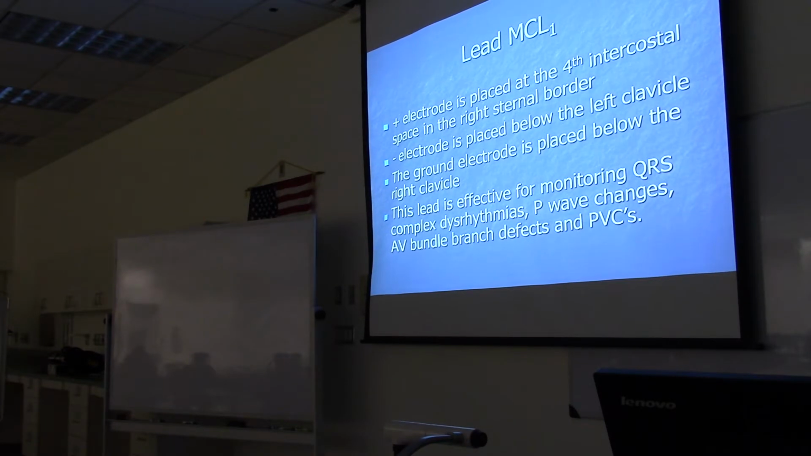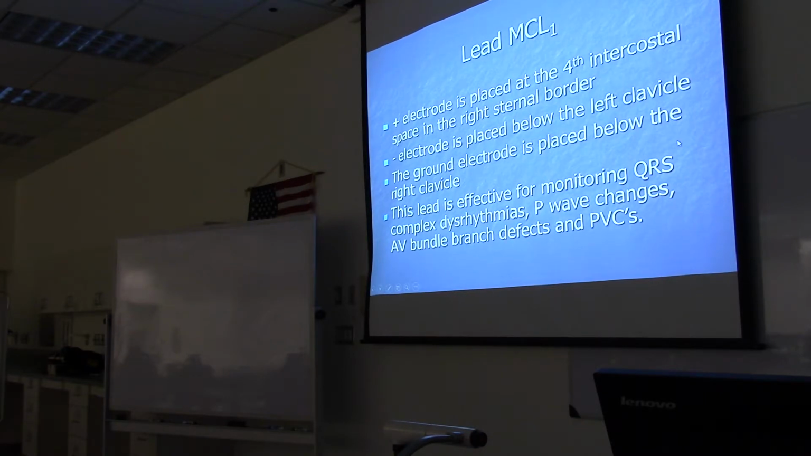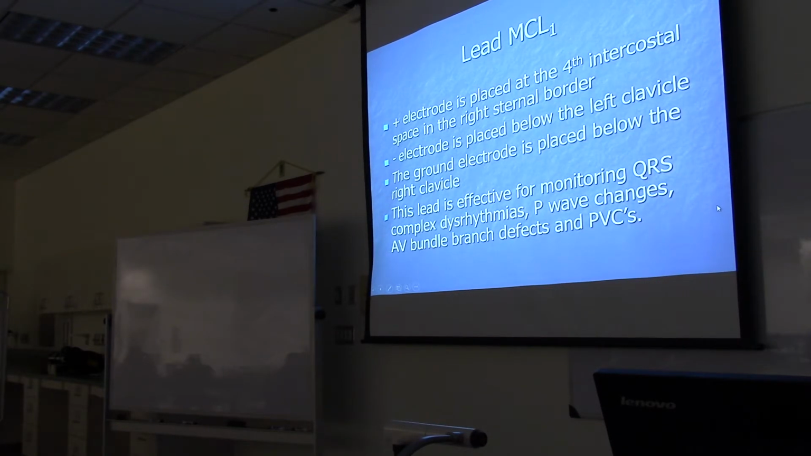MCL1 is a popular lead in the ICU, and it uses a 4th electrode, and it tells you the 4th electrode is placed below the left clavicle. So when you're in the ICU and you're assessing your patient and you're seeing 4 on the chest, it's because they're using that 4th one to monitor in MCL1. And why? Why can't they just use lead 2 like everybody else? Well, it tells you on this last bullet.